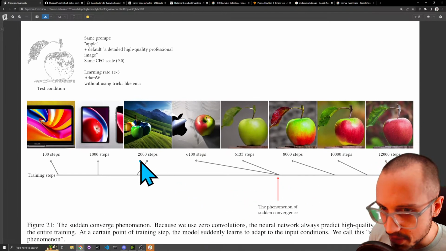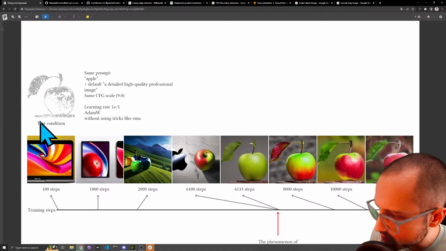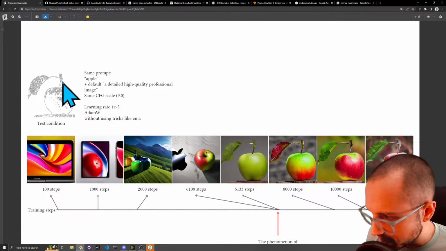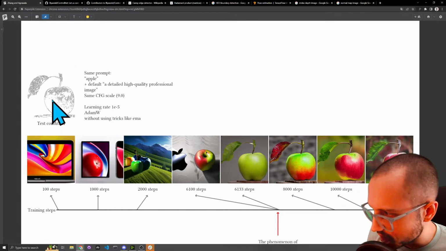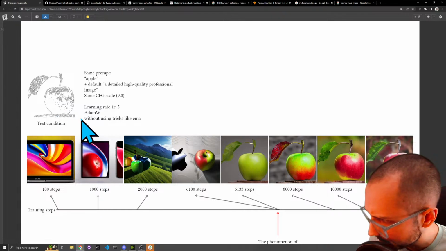Okay, this is an interesting image. This is basically over time. So it shows you, if you start with this, this is the condition. This is the Canny edge image, which is turned into a latent image, and then the latent image gets fed into the ControlNet, and then the ControlNet kind of influences the inputs and outputs of the diffusion model.